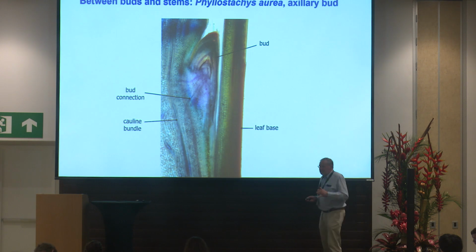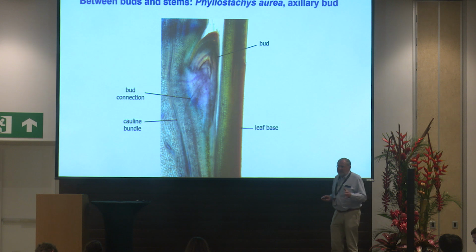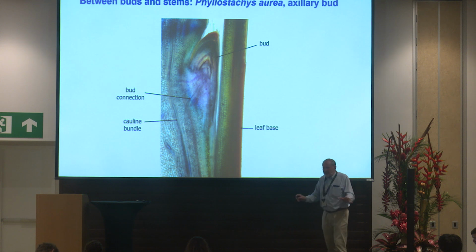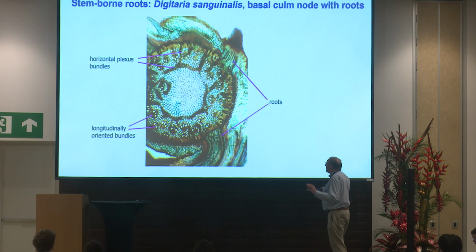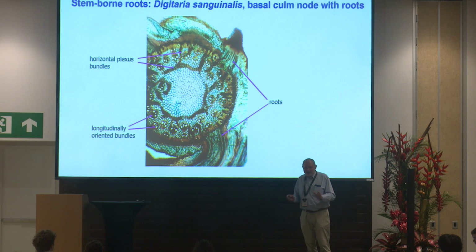A third part that contributes to the vascularization are buds. So you see every bud tries to connect with the stem and has an impact on the vasculature. So on top, you find roots at nodes, primarily at basal nodes.